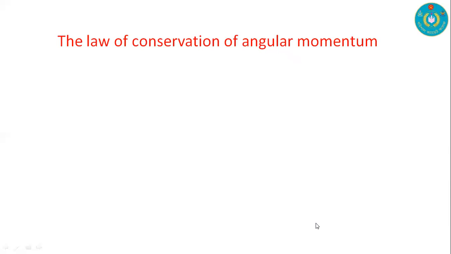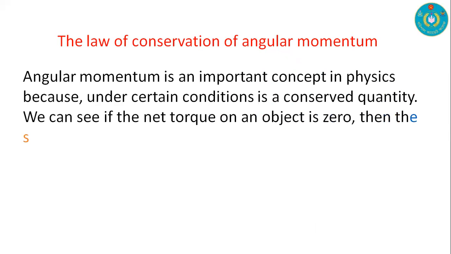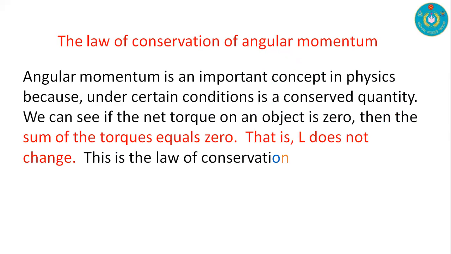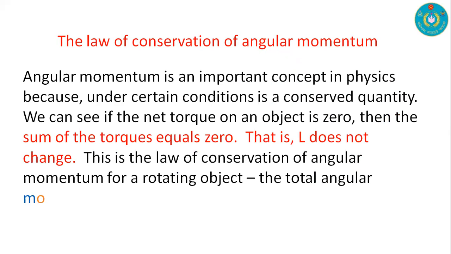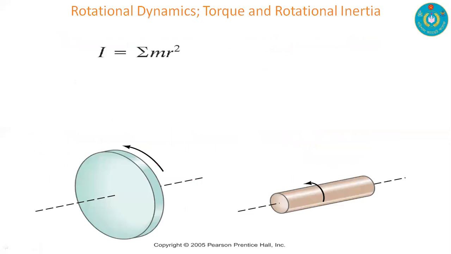The law of conservation of angular momentum. Angular momentum is an important concept in physics because under certain conditions it is a conserved quantity. We can see if the net torque on an object is zero, then the sum of the torque equals zero. That is, L doesn't change. This is the law of conservation of angular momentum for a rotating object. The total angular momentum of a rotating object remains constant if the net torque acting on it is zero. The main point is if net torque is zero, then total angular momentum will remain conserved.